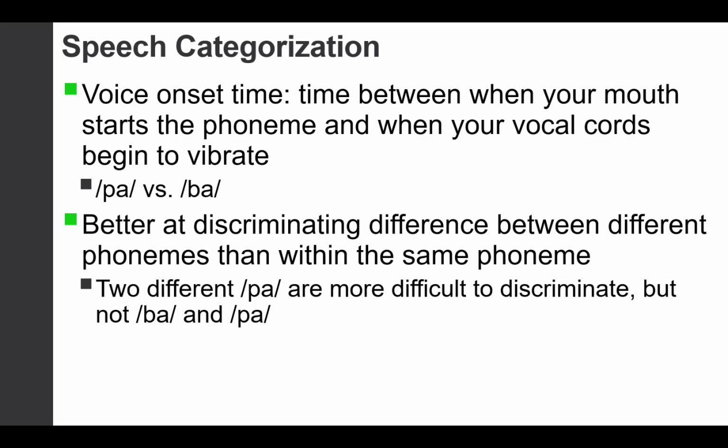So within the same phoneme, even if the voice onset time changes a little bit, we have difficulties identifying differences. However, we are really good at differentiating the difference between pa and ba. And that's what I mean by between different phonemes. So even if we play with the voice onset time very, very carefully, we still have a pretty easy time being able to tell the difference between pa and ba. So keep those two things in mind.